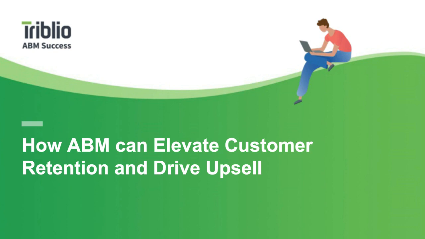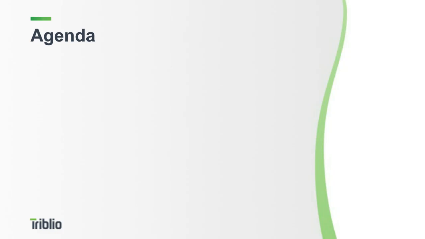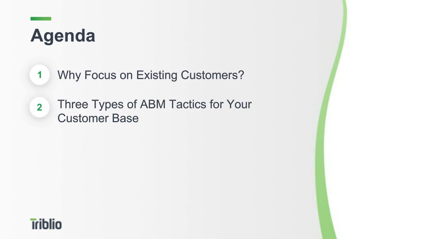So here's the simple agenda for the next 30 minutes. I want to just talk about why focus on your existing customers. And then we'll get into the meat of the discussion by covering 3 types of ABM tactics to maximize revenue potential of your customer base. And then finally, we'll close out with some takeaways and summary highlights.